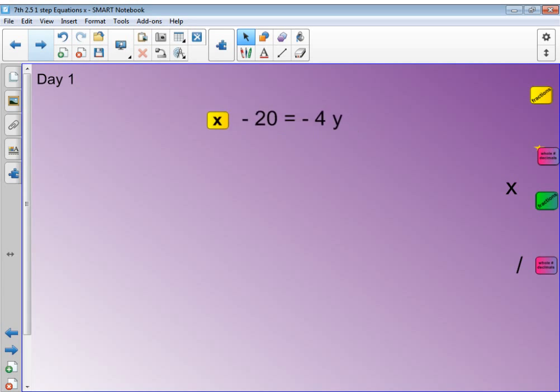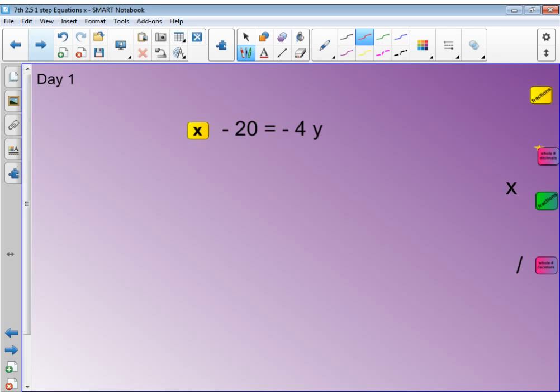So here's an example of an equation that involves multiplication. So we have negative 20 equals negative 4 times y. Now, students who like to work left to right can rearrange this equation. So if they would like to rewrite it, you could rewrite it to look like this: negative 4y equals negative 20.